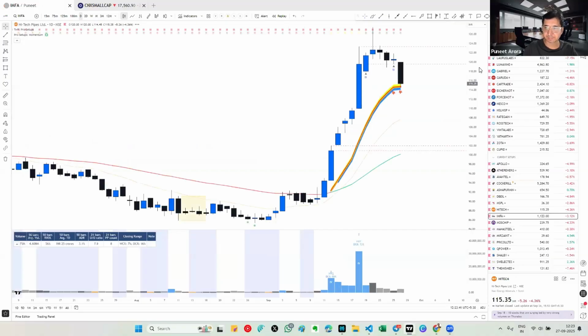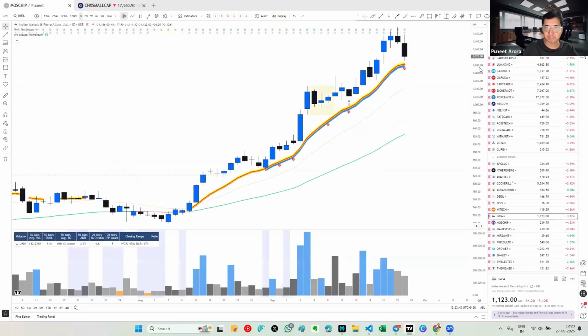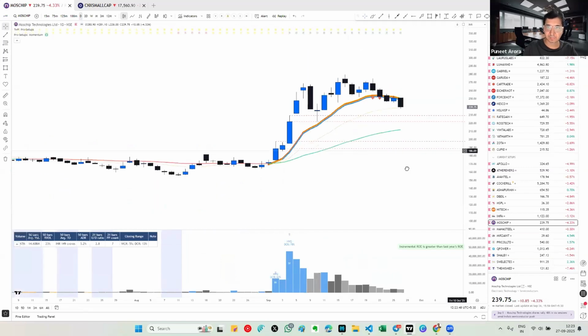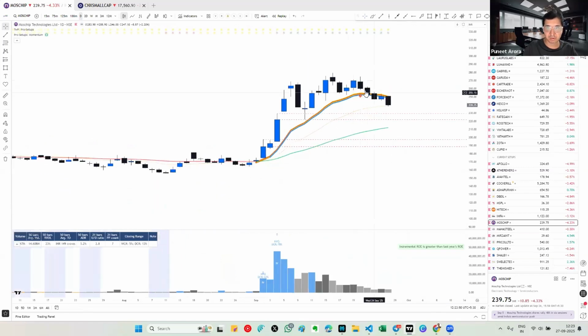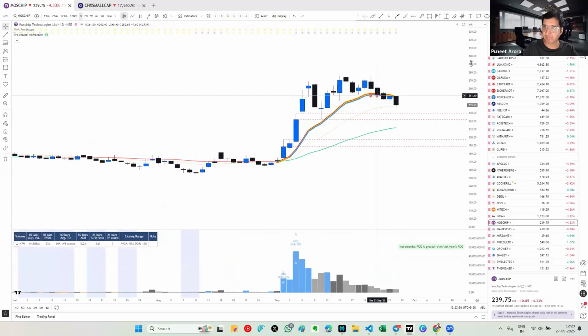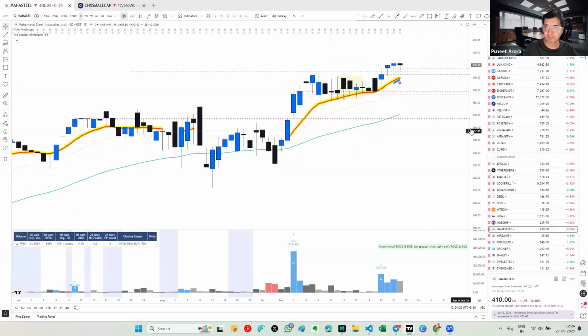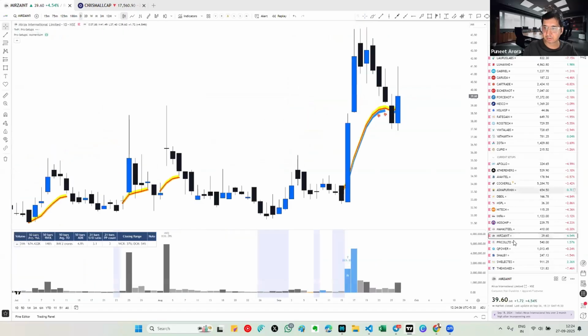High tech. Now this was also getting a little tight here. It made a good higher high over here, but again fell down because of the market conditions. This is looking good.